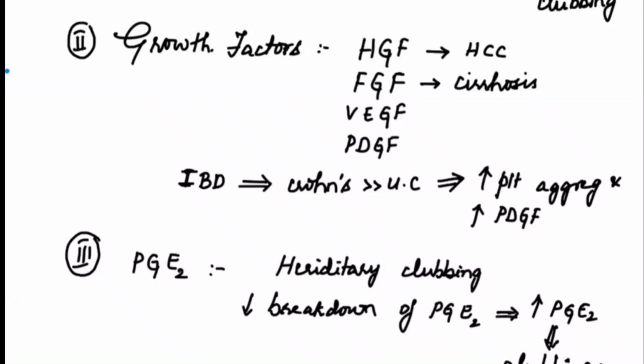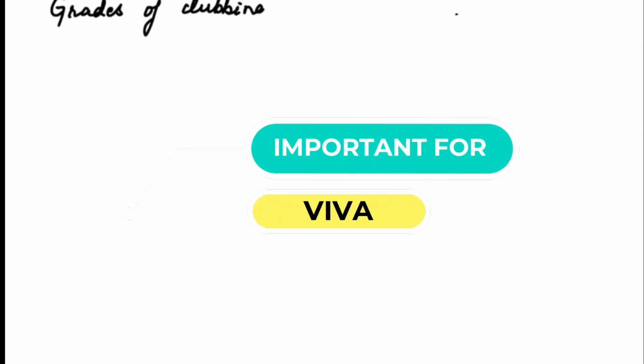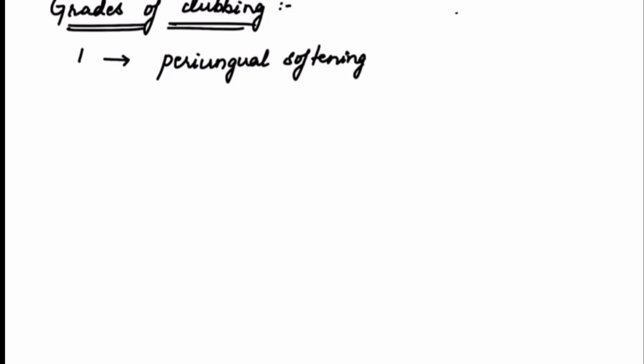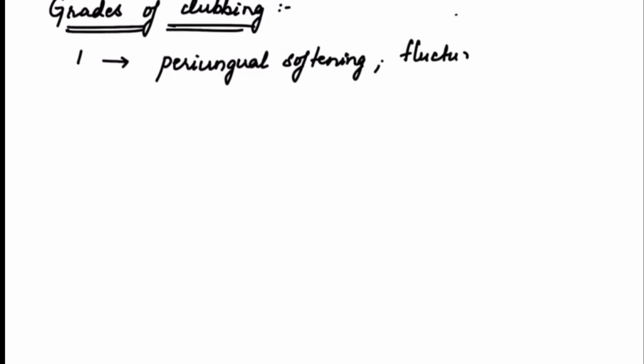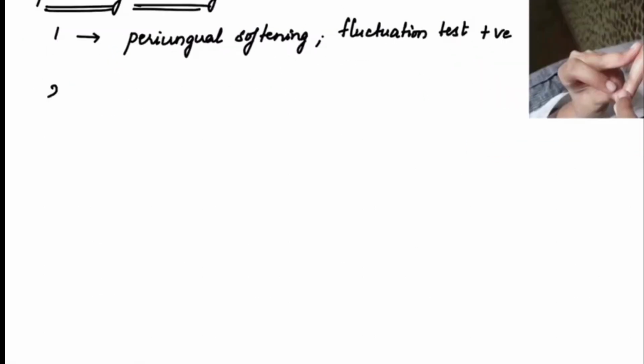Now coming to grades of clubbing, which is a very important viva question. So the first grade, there are 4 grades totally. The first grade is there is excess soft tissue deposition, thereby there is softening at the periungual lesion, and this will lead to positive fluctuation test. So this is the picture of fluctuation test.